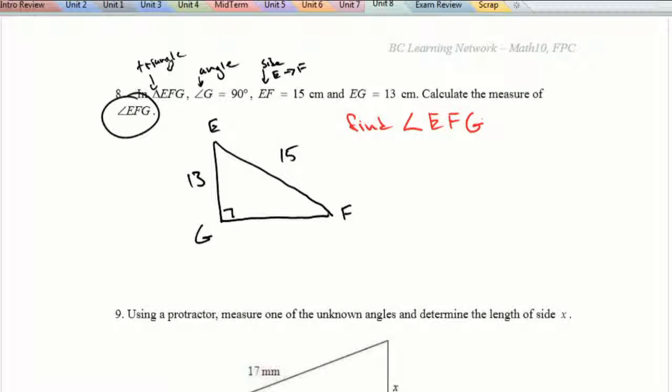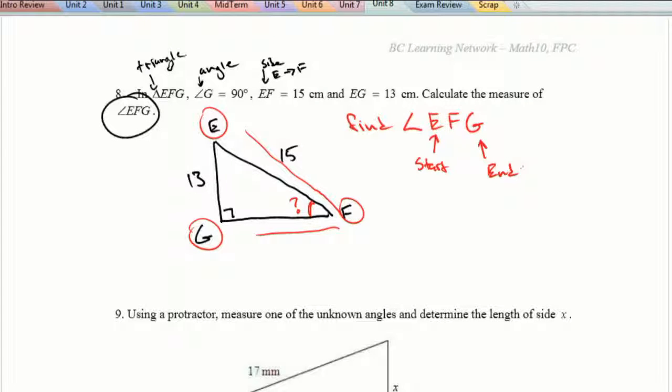How do I find angle EFG? Well, I start at E, and I go to F, and then I go to G. So what angle am I trying to find? It means I'm trying to find this angle down in the corner, EFG. Start here, and here. So it's just some notation for geometry. Once you get it set up, it's the same as all the other questions you've seen, but sometimes you'll see it written like that.